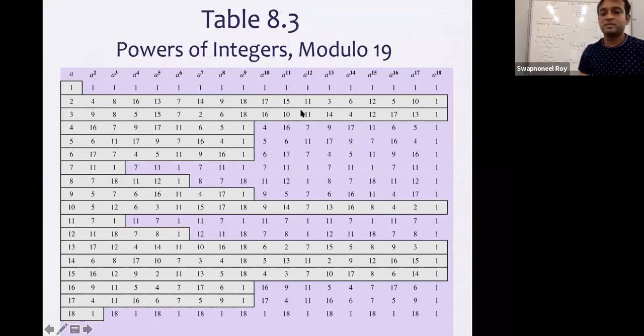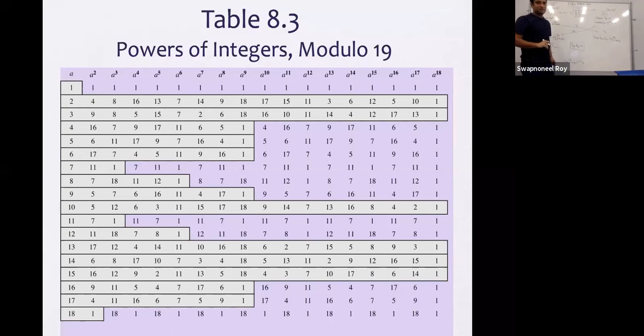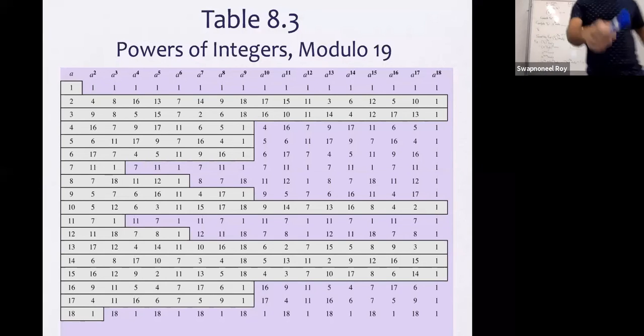Suppose the prime is 19. Suppose p is equal to 19 over here. The prime number we are dealing with, we are taking a concrete example. Suppose the prime number p is equal to 19, which is a very small number, but nevertheless it's a good example. So this particular table gives you the powers of integers modulo 19.